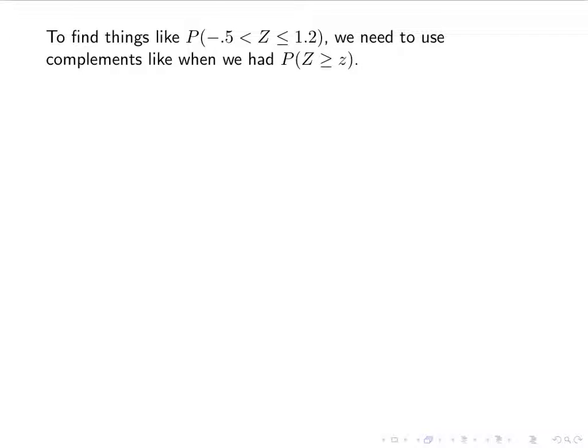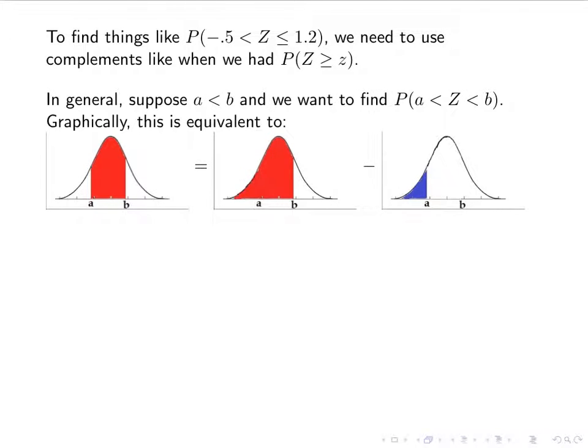Other types of probabilities we can have are the probability that z is between two values. We still need to use complements, even though we have the symbols less than and less than or equal to, but we have them in between two values. So I'm going to first just look at what it looks like graphically. If I wanted the probability of z being between a and b, then graphically, that is this guy over here.